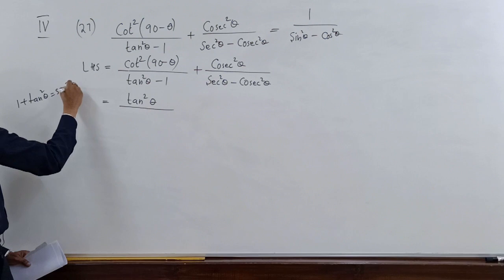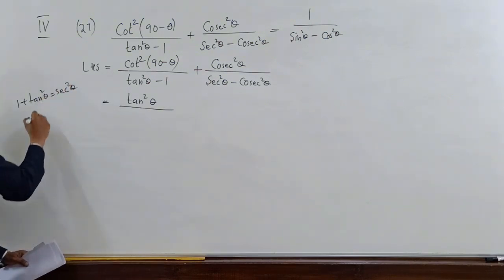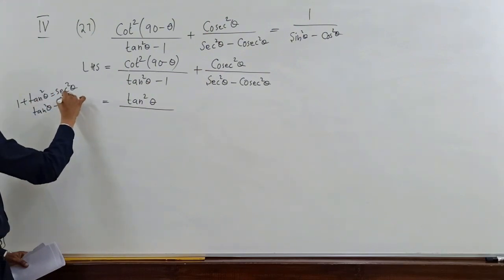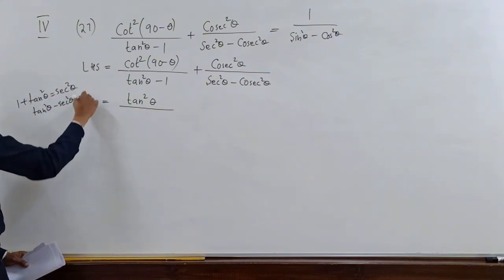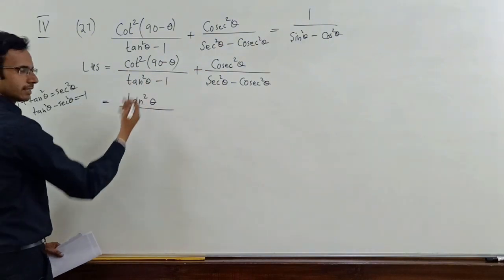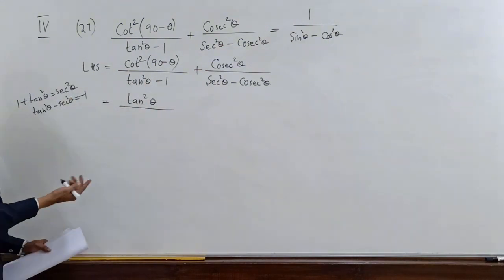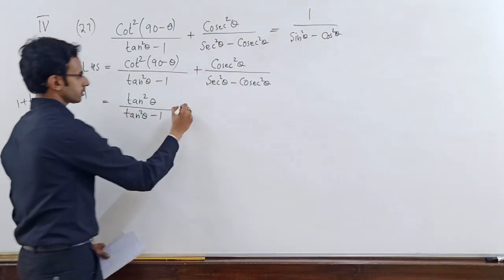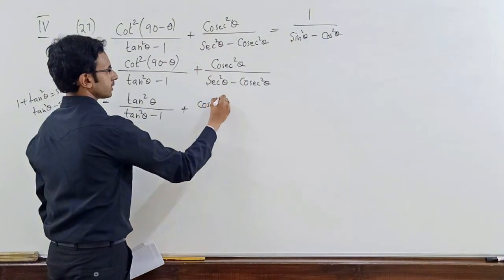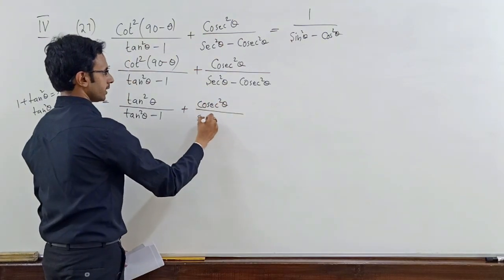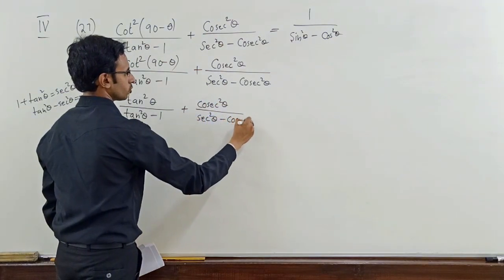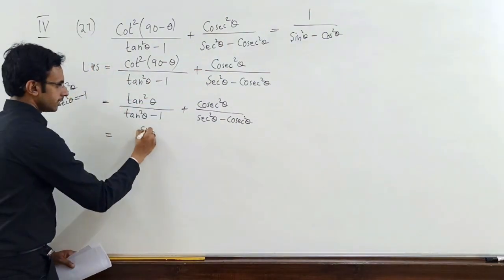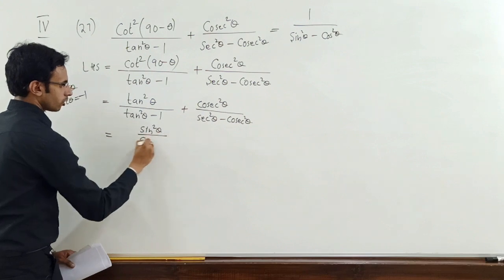1 plus tan square theta is secant square theta. So either you can write tan square theta minus secant square theta as minus 1, or you can just keep it as it is and convert in terms of sine and cos. Choice is yours. Let me keep it as it is because everything I am converting in terms of sine and cos. This will be as it is, cosecant square theta divided by secant square theta minus cosecant square theta. You all know tan square theta we can write as sine square theta divided by cos square theta.